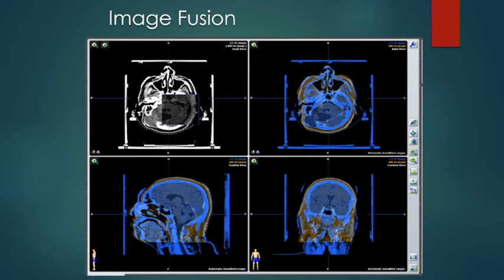MRIs are usually, all the sequences are usually DICOM matched. So once you fuse one MRI sequence, the rest of them will automatically get matched. If you fuse the T1 contrast, the T2, the FLAIR and the CISS protocol will automatically get matched to the CT scan. So that's not much of a problem there.